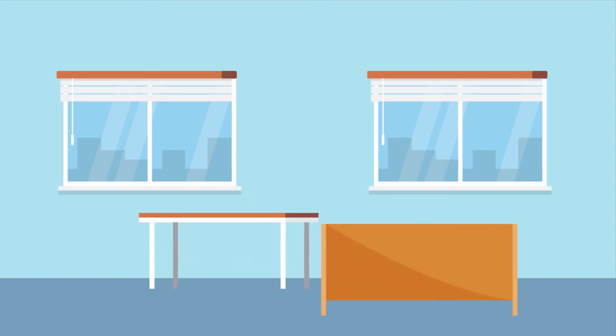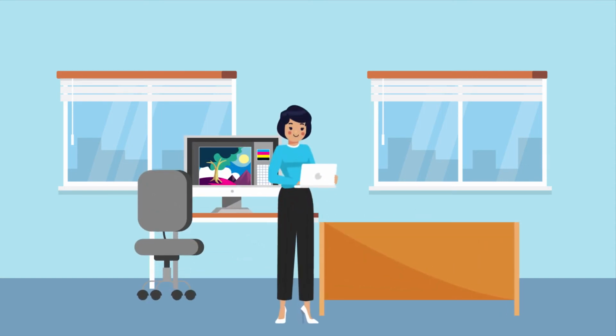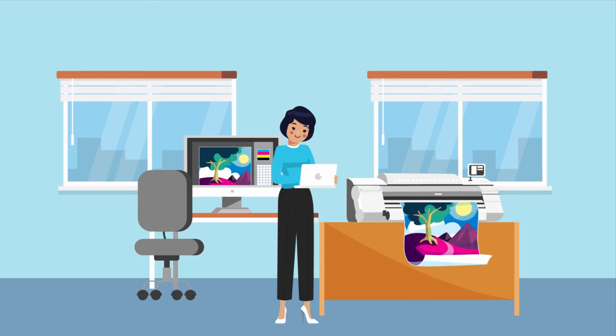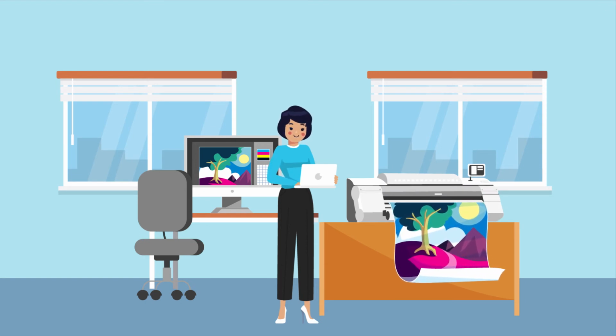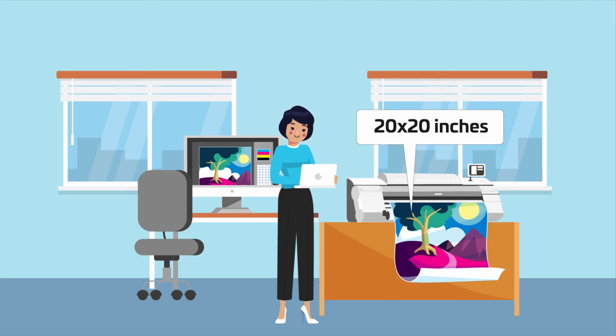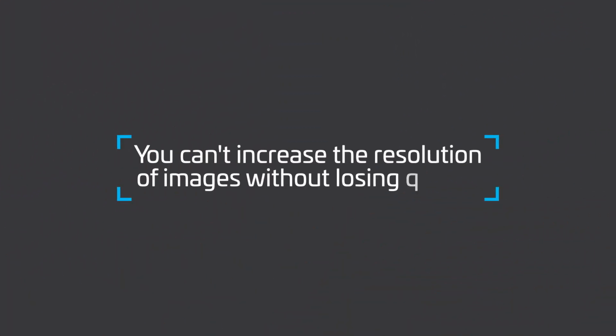Every raster image has a certain number of pixels for every inch, also referred to as PPI. As an example, a 300 PPI image has 300 pixels for every inch. If you want to print an image that's 20 by 20 inches, and your printer asks you to supply images at a minimum of 300 pixels per inch, your image will need to be a minimum of 6,000 by 6,000 pixels. You can't increase the resolution of images without losing quality.